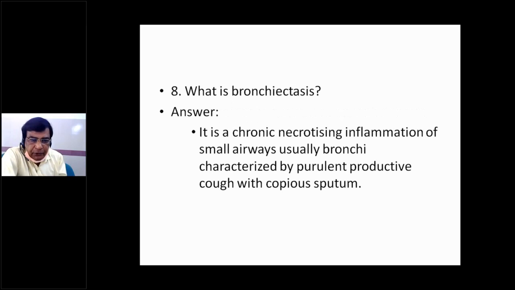Our next question is, what is bronchiectasis? It is a chronic necrotizing inflammation of the small airways, usually bronchi, characterized by purulent productive cough with copious sputum. So it is chronic, not acute, necrotizing, that means necrosis and inflammation of the small airways, usually bronchi, not bronchioles. Bronchi is affected and producing the purulent productive cough with copious sputum. Copious sputum means when daily sputum amount is 1 teacup.